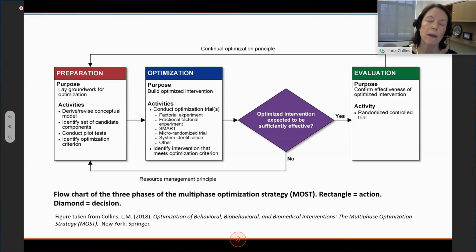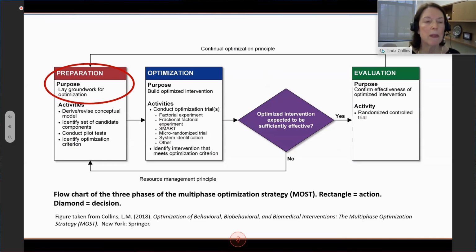This is a schematic of the multi-phase optimization strategy. This is taken from my book, which I'll talk about a little bit more later. There are three phases: preparation, optimization, and evaluation. So I'm going to talk about each of those in turn.